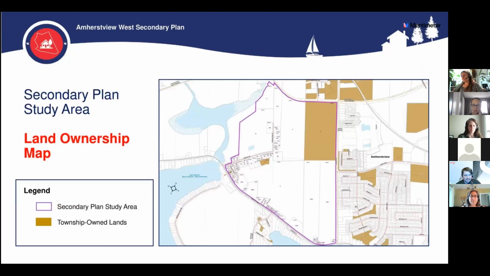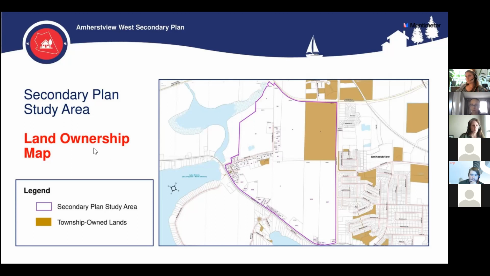Thanks, Michael. So what we wanted to illustrate, we've got two maps coming up on the next two slides. The first one is the study area outlined in purple. It might appear a bit small on your screen, but the intent here is to show at a broad level what the land ownership is within the study area. You can see there's a fairly significant portion that's owned by the township, shown in the beige tan color there. So within the study area, there is a large component that's currently owned by the township. So we just wanted to illustrate the land ownership map. That's what you've seen on this slide here.